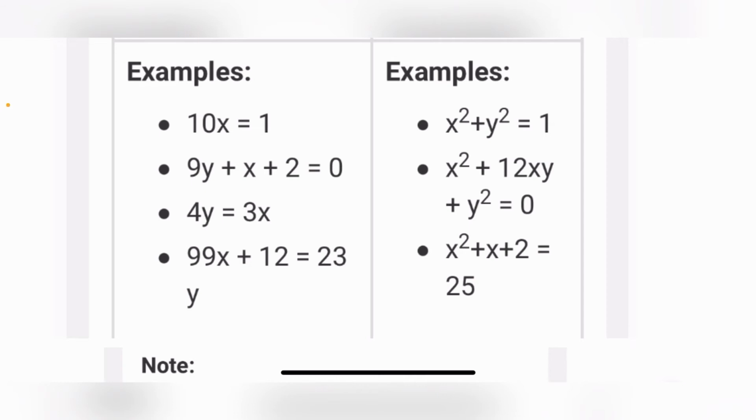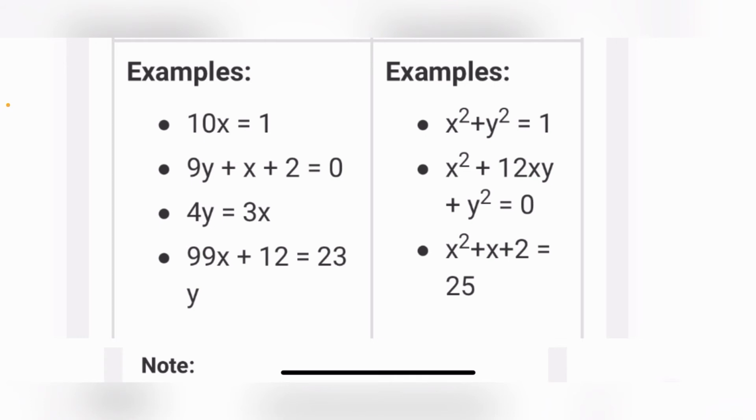9y plus x plus 2 equals 0. 4y equals 3x. 99x plus 12 equals 23y. All these equations have degree 1, first degree. On the right side, we can see non-linear equations.